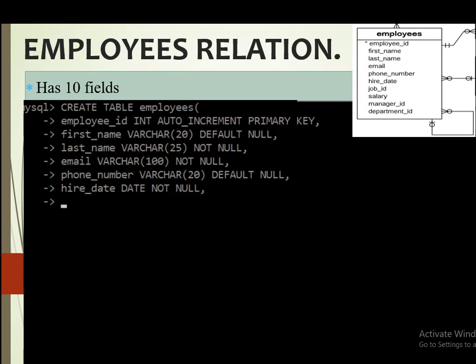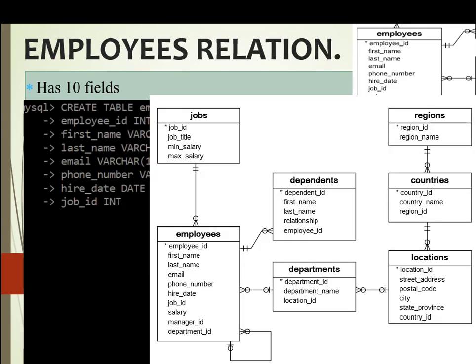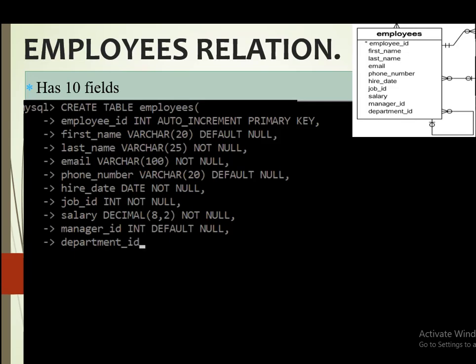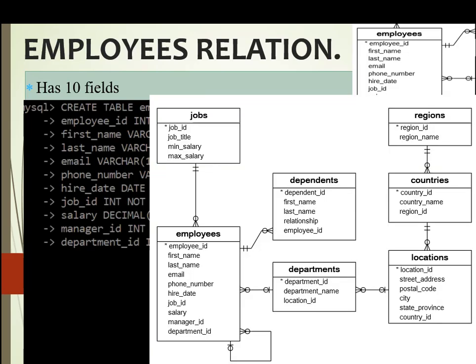Then you're going to have our job ID. Remember, job ID is a foreign key to the jobs relation. Then we have salary up to a maximum of 8 values, rounded off to 2 decimal places. That's why you can see we are putting a decimal 8,2. Then we have manager ID. So that's what we are going to see, a unary kind of a relationship there. These employees are under a given manager. Then we have department ID. The department ID is equally a foreign key that relates to the department's relation.